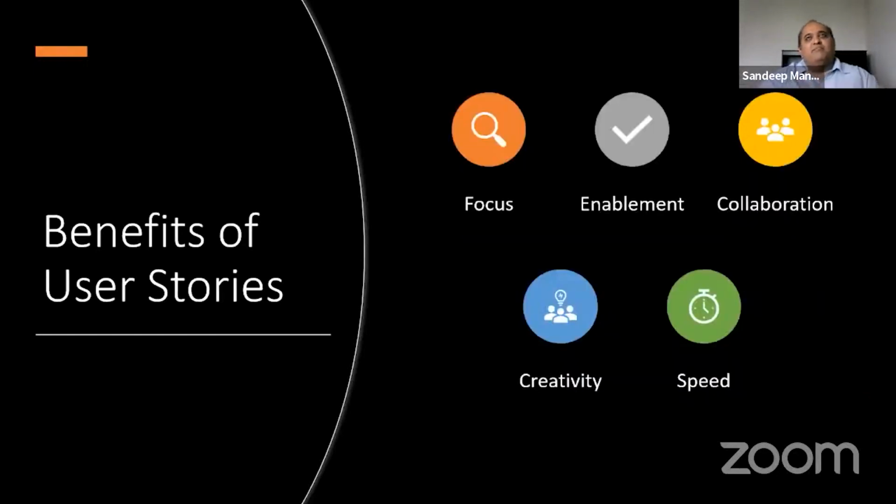Let me now talk about the key reason why we are here, why I'm doing this session. What is the benefit? What's in it for a software development or product development team, to be generic enough? Now, the first thing is the focus.